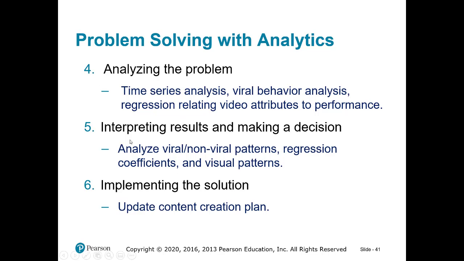I would interpret those results. So I'd analyze which videos go viral versus non-viral. I'd look at my regression results. Maybe certain comedy videos do better than other videos and bring in more new subscribers. And maybe even I'd look at the type of the videos, what sort of visual features in the videos are related to positive results, positive likes and views. And based on all these results, I'd update my content creation plan: when to release videos, what sort of videos to release, in what order.